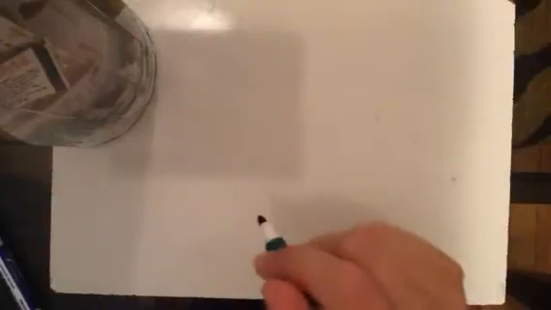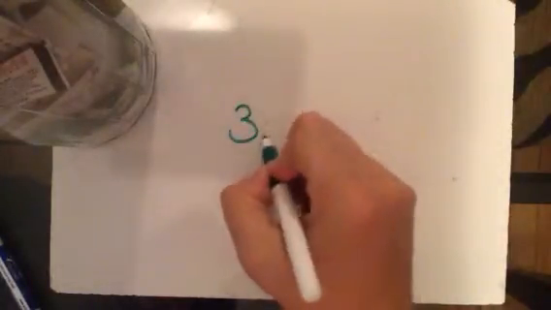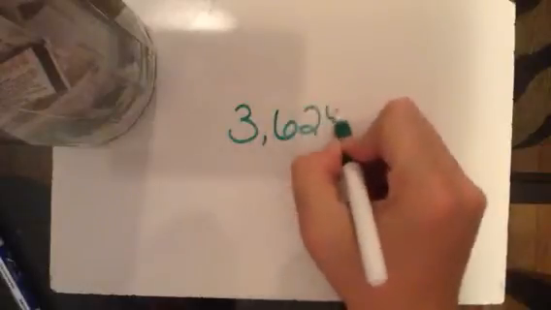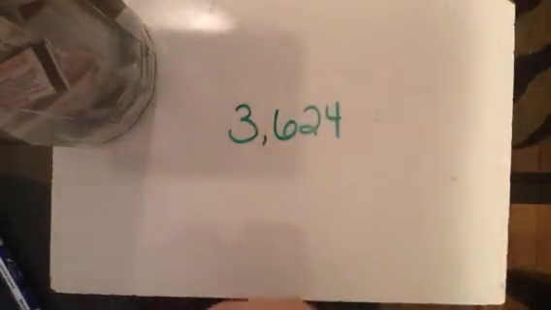So when we talk with rounding, there's a little poem I want you to remember. So we're going to start with a number. We're going to start with 3,624. And the poem is, circle your number, look right next door, 5 or greater, add one more. Numbers to the left stay the same, numbers to the right, zero's your name.